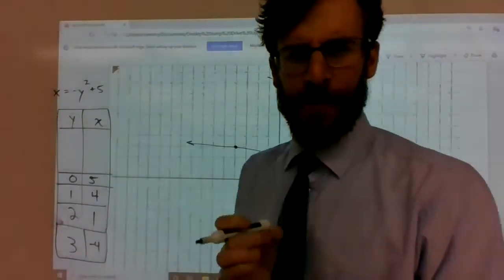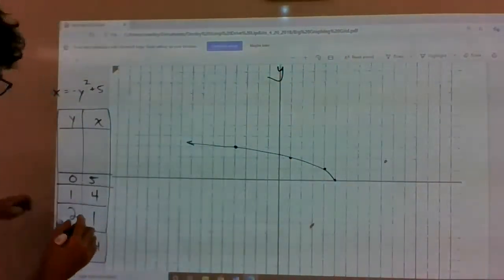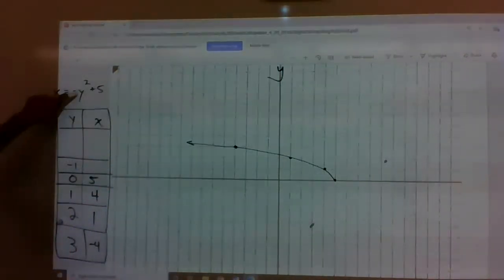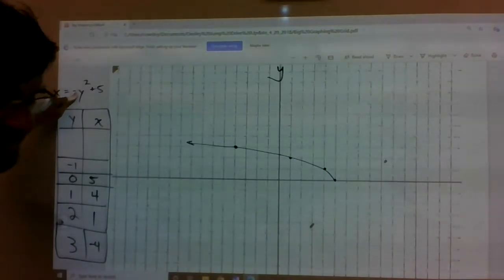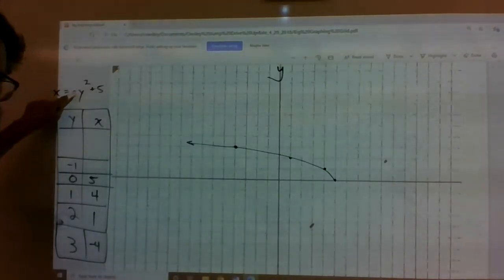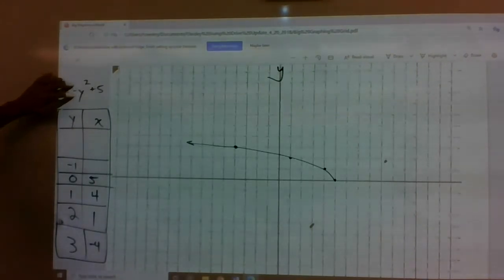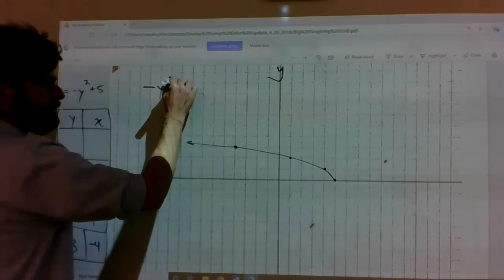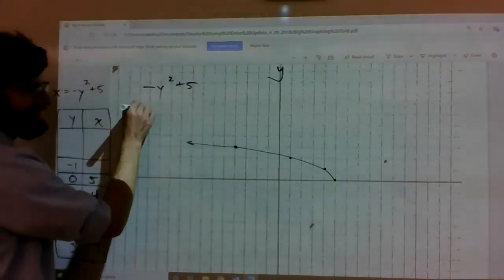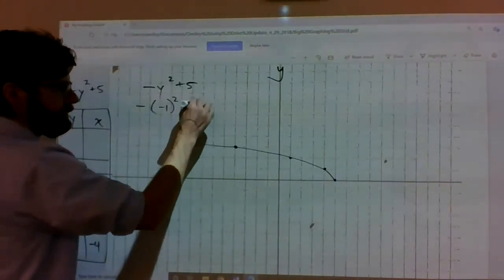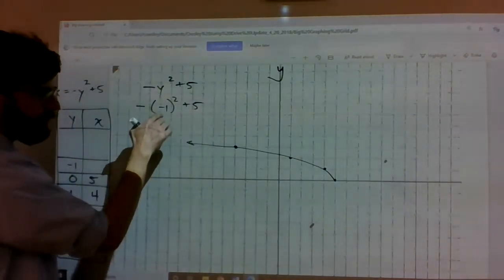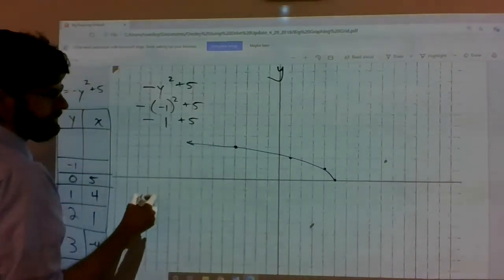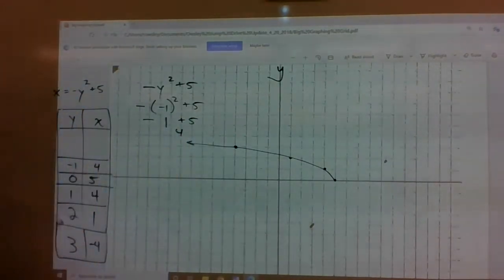So I think you can see what's going to happen when we go negative. If it's a negative 1 for the y, I'm still squaring it. Something times itself is always positive. Now you take the negative of that, right? If you're having trouble visualizing this, negative y squared plus 5, if I plugged in negative 1, it's the negative of negative 1 squared plus 5. Negative 1 squared is positive 1, but that negative is on the outside still. That's why this one's going to be 4.